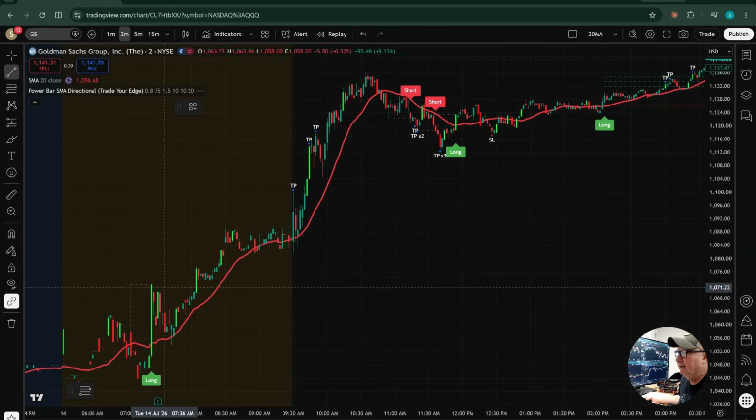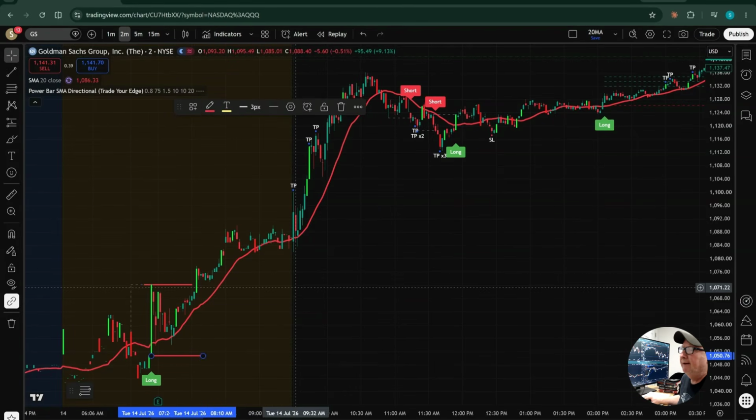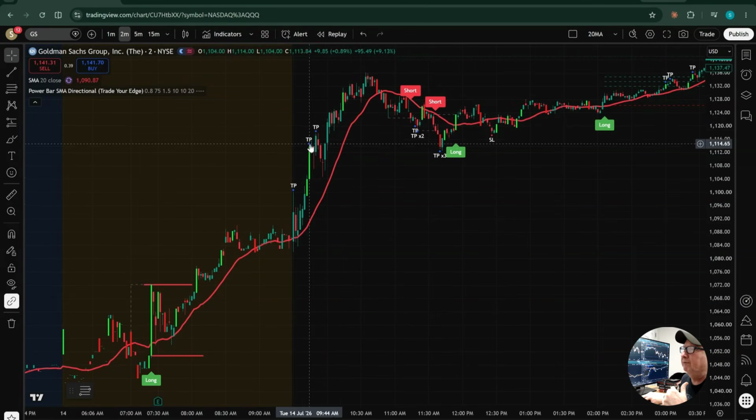Entry, as I said, is at or near the top of the power bar with a stop at the base of the power bar. And I'm generally looking for 1.5 to 2 times profit. And that's what these take profit levels are. That's 1 times the risk in this power bar in profit. That's 1.5. And that is 2 times the risk in the power bar. That's just how the indicator takes profit. It's a very simple, straightforward way to take profit, but also very effective.